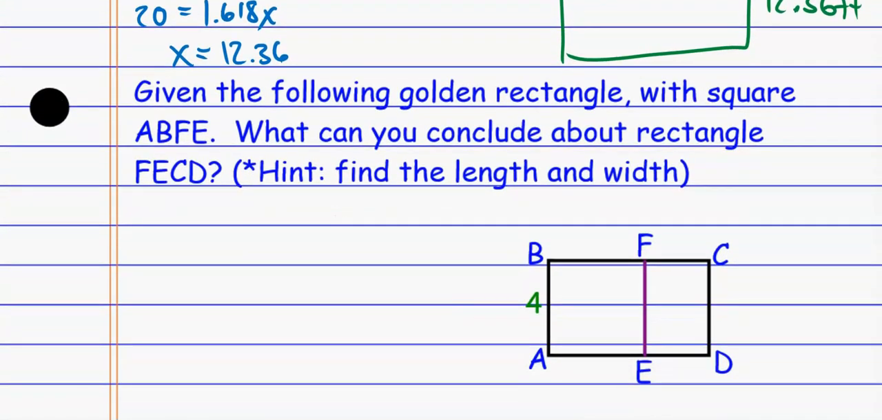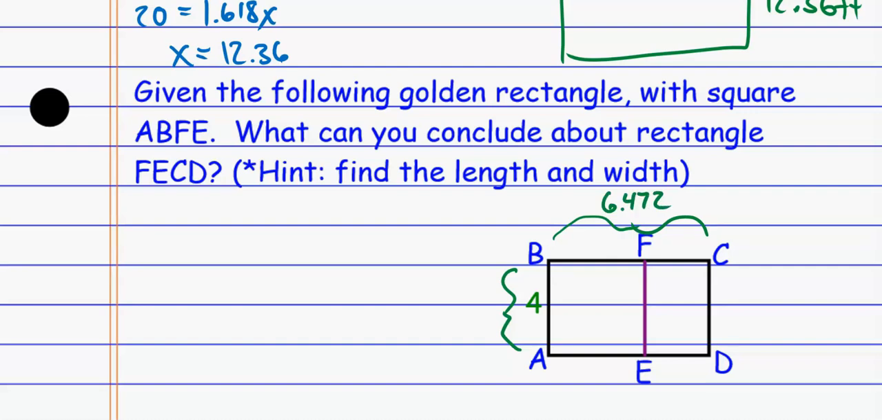So if you look at this one, it says, given the following golden rectangle with square ABFE, what can you conclude about rectangle FECD? I'm looking at this whole big rectangle. If that's a golden rectangle, to get from the shorter side, which is the one that's given, to the longer side, I simply multiply by 1.618.